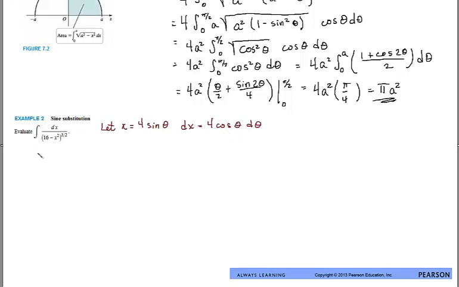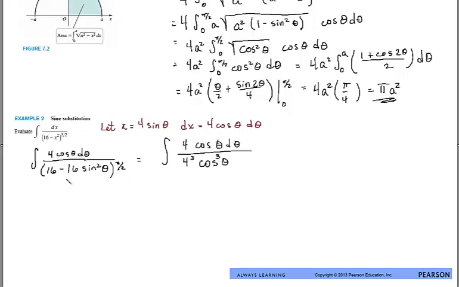Alright, so I'm going to have the integral of, and dx is then 4 cosine theta d theta. It's going to be over 16 minus 16 sine squared theta, all to the 3/2 power. In which case, I'm going to factor out that 16, then I'm going to have over cosine squared and see where I get from there.